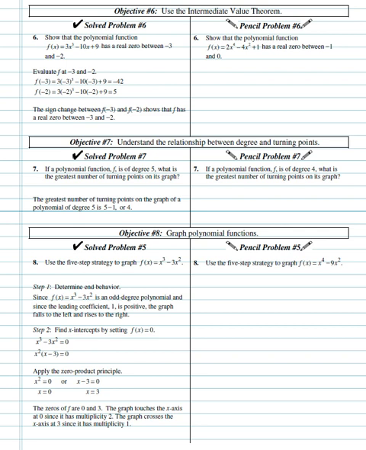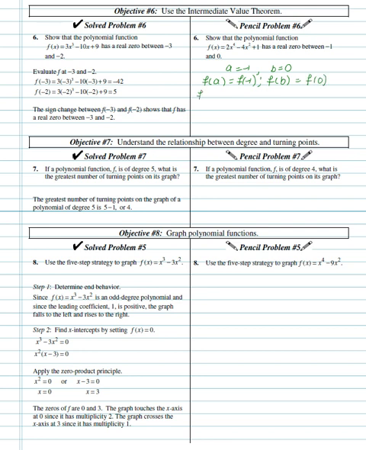Show that the polynomial function f of x, 2x to the power 4 minus 4x squared plus 1, has a 0 between negative 1 and 0. According to the intermediate value theorem, if you have two values, a and b, in this case a is negative 1 and b is 0, and f of a and f of b have opposite signs, then there is a real 0 between negative 1 and 0. So in this case, f of a is f of negative 1 and f of b is f of 0.